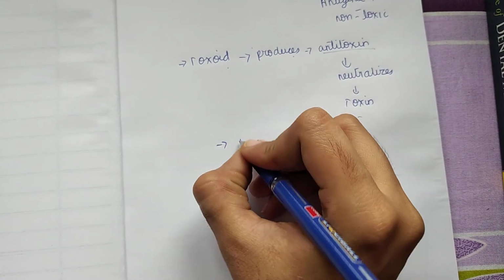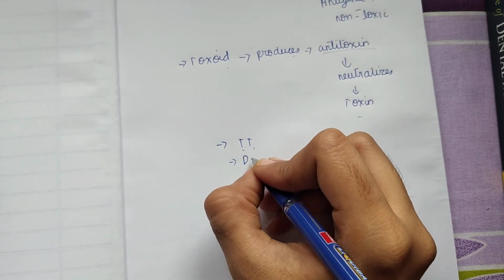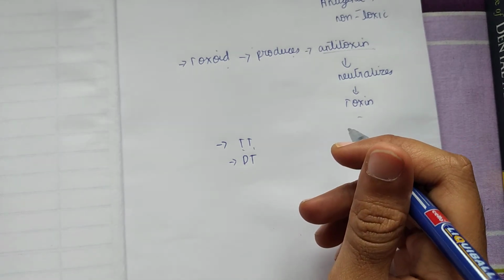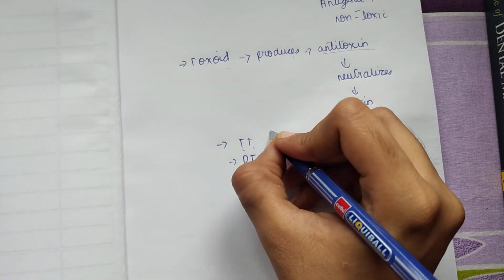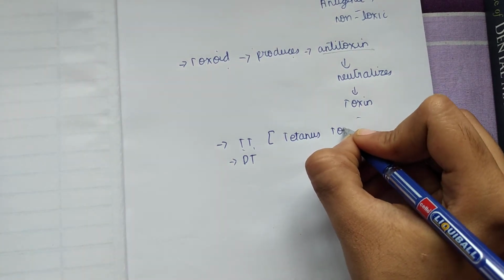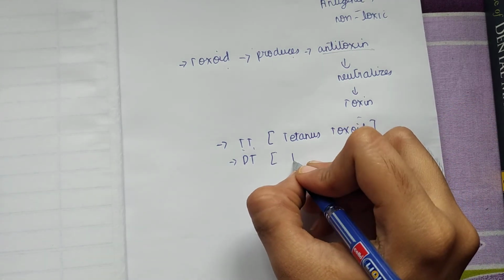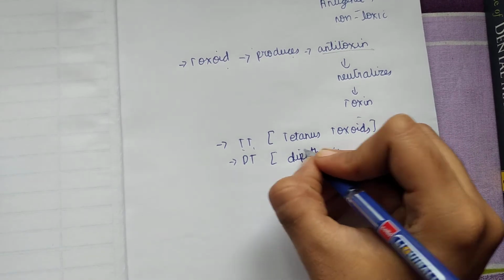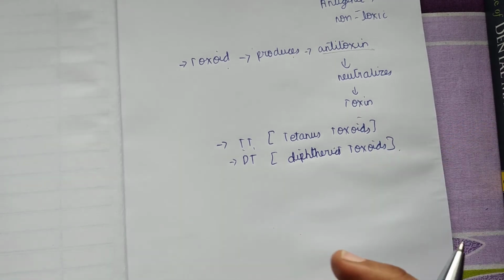Examples are the TT and DT vaccines. We'll discuss them in the immunization schedule, when to give TT and when to give DT, so you can see that video. TT is tetanus toxoid and DT is diphtheria toxoid. So these are the vaccines.